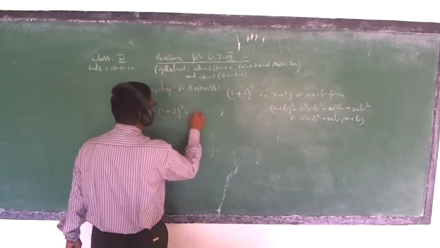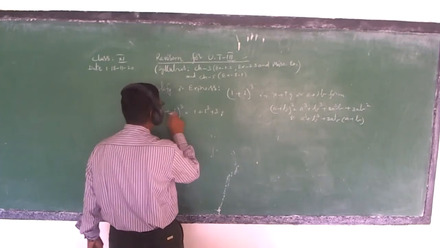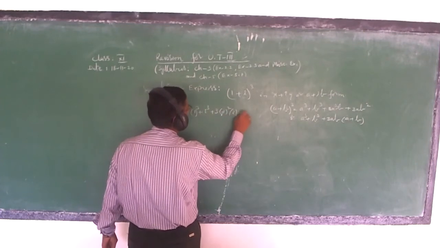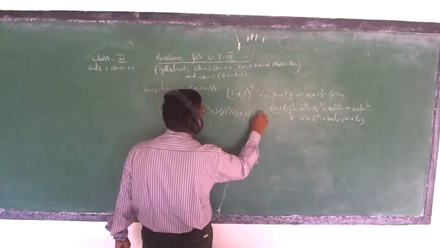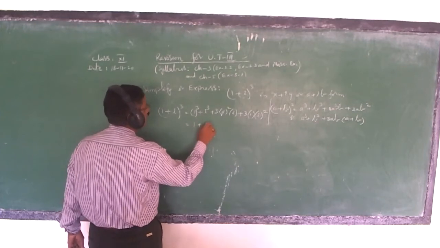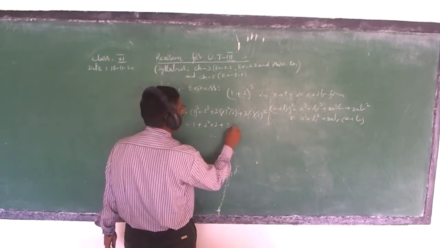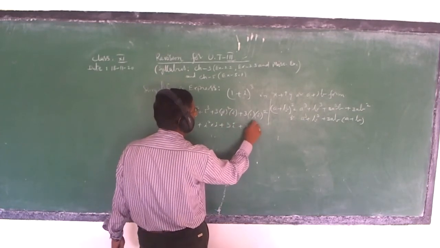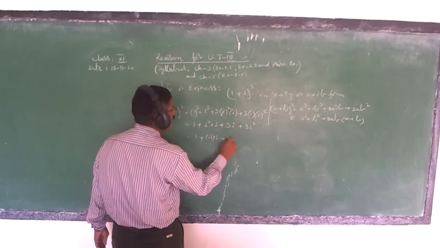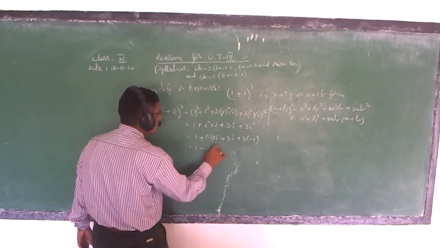So using that formula, 1 cube is 1 only, plus i cube, plus 3a square b: 3 into a square is 1 square, into b is i, plus 3ab square: 3a is 3, b square is i whole square. So 1 plus i square into i, plus 3 into 1 square is 3 multiplied by i, 3i, plus 3 i square. 1 plus i square value minus 1 multiplied by i, plus 3i, plus 3 into i square value minus 1. So this is 1 minus i plus 3i.